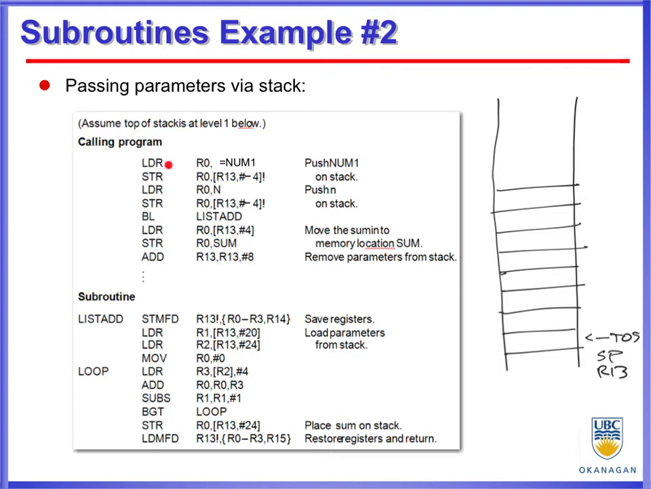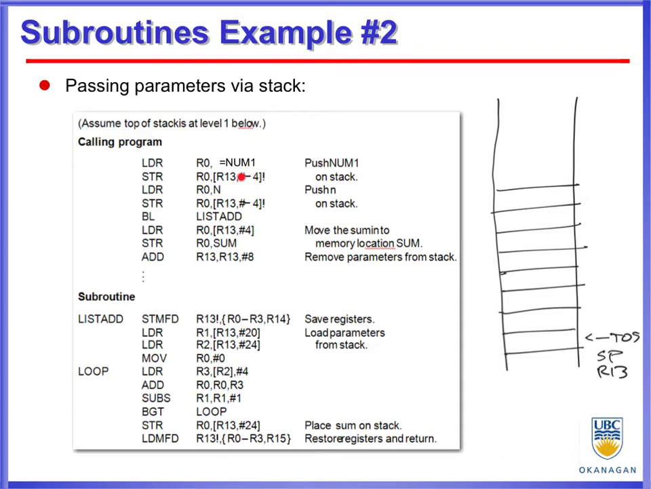Okay, so up here in our calling program, first thing we're going to do is push the parameters that we need in our subroutine onto the stack. So first instruction is going to load register R0 with the address num1. Okay, so num1 is a label for some address in memory, and we're going to load that address into R0. And then we're going to store what's in R0, which is this address num1, on the stack.